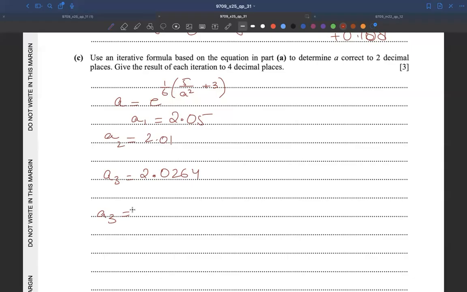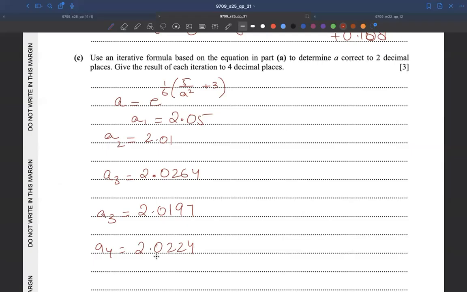2.0264. I will whole square the equation and we'll get 2.01968. So that will be 2.01968 and then substituting this back into the equation, we get 2.0224. And we have to give the answer correct to two decimal places.